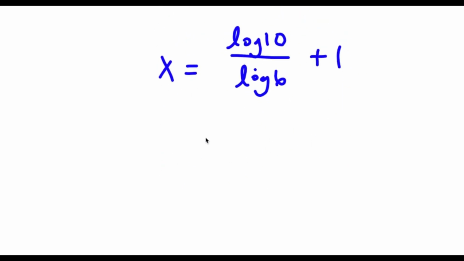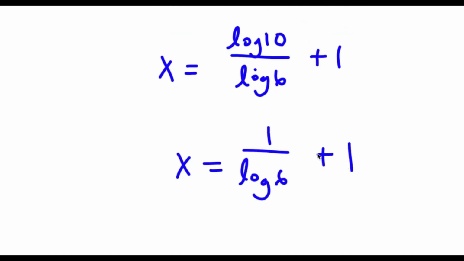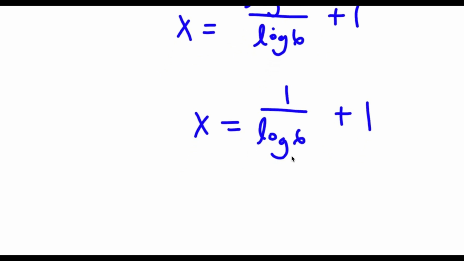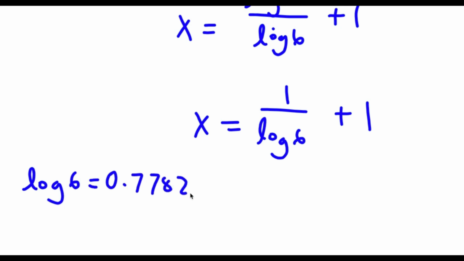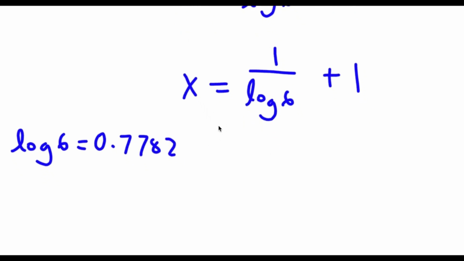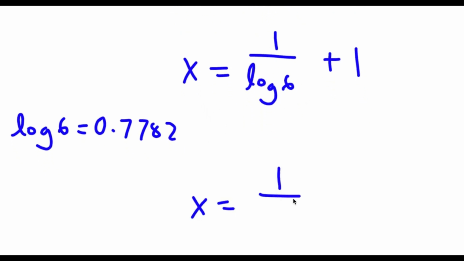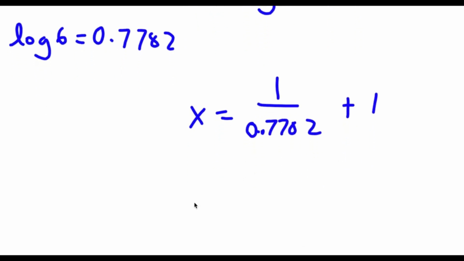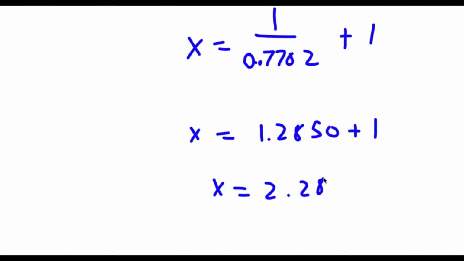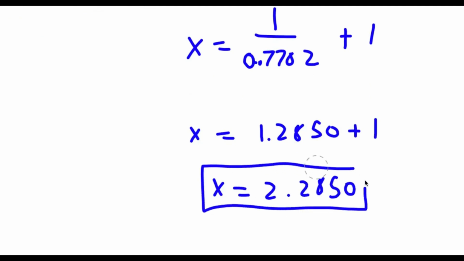Now log 10, this is the same thing as 1. So now I have x is equal to 1 over log 6 plus 1. So log 6, this is equal to 0.7782. So if I replace log 6 with 0.7782, I get x equals 1 over 0.7782 plus 1. Now 1 over 0.7782, that's 1.2850 plus 1. And this is equal to 2.2850. So this is my answer.